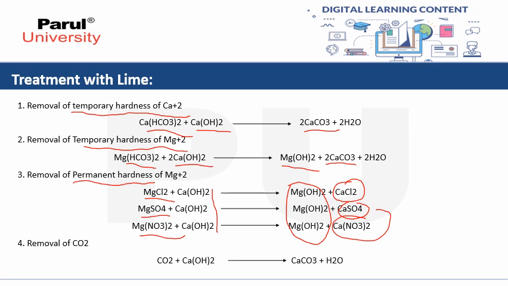Because of lime, the dissolved carbon dioxide is also removed from the water, because the carbon dioxide reacts with the calcium hydroxide, that is the lime, and forms calcium carbonate.